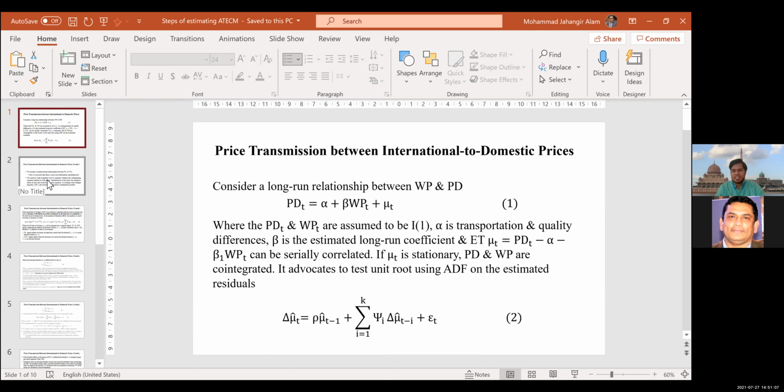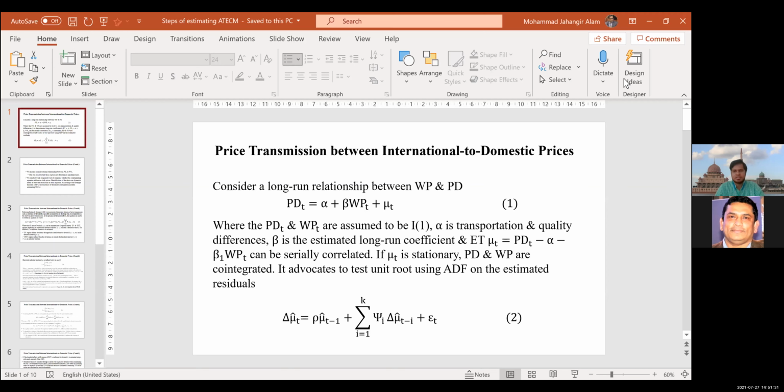Okay, please. So one question from Brother Afu Sufyan. He said, Prof., can you explain more on the transportation and quality differences? And the second question from Brother Azim: why should we do the first difference?